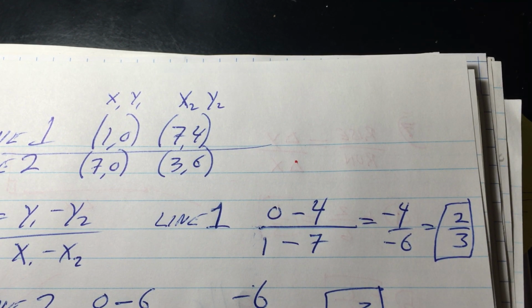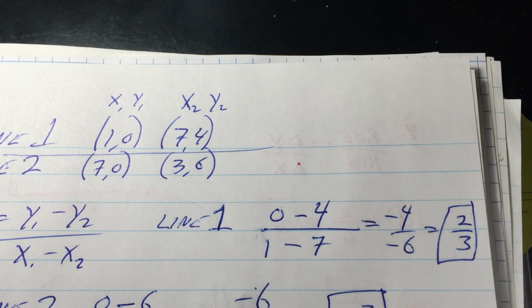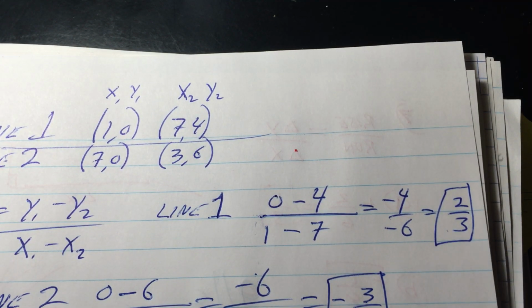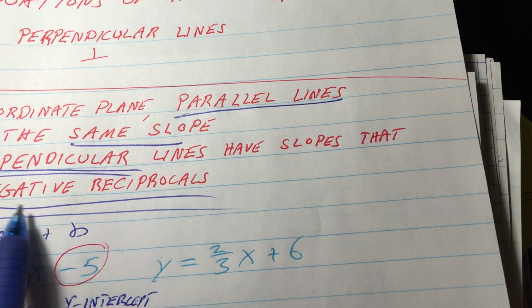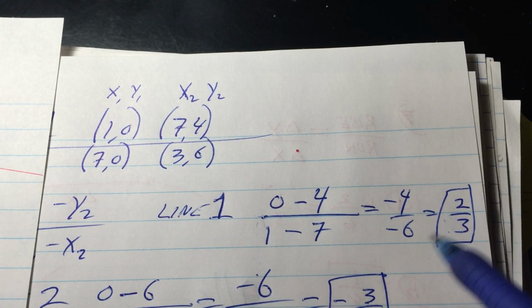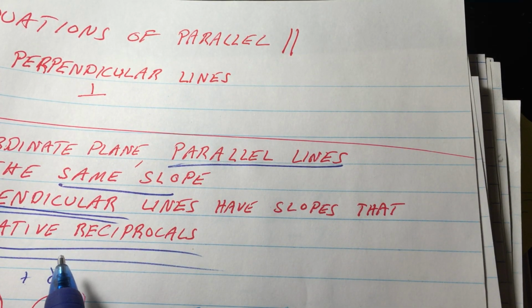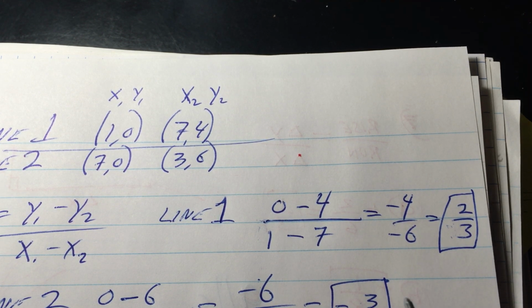And you have to tell whether the lines are parallel, perpendicular, or neither. Are these the same slope? No, they're not the same slope. So that means they're not parallel. Are they negative reciprocals of each other? Yes, they are. You can also say, when you multiply these two slopes together, do you get a negative 1? Yes. So that's another way of determining whether lines are perpendicular.